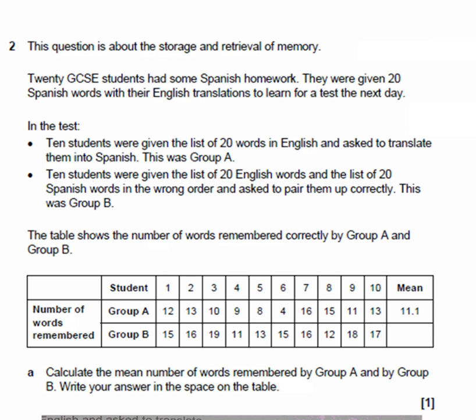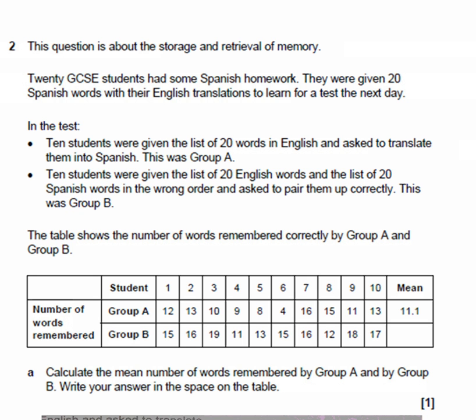Question number 2. It was all about a Spanish homework that had been set, and the students were being told to learn 20 Spanish words and get the English translation for them. And there were 2 different ways that the students were tested. One, where they were given 20 words in English and they had to translate them. And then another test where they were given 20 words in English and 20 words in Spanish, and they had to join a line to connect the 2.